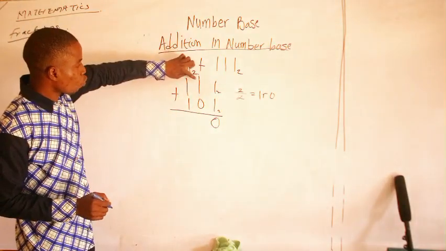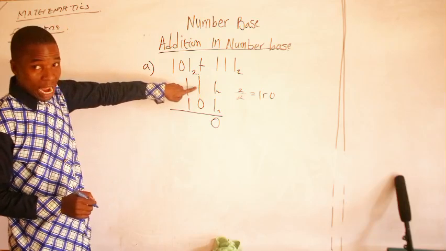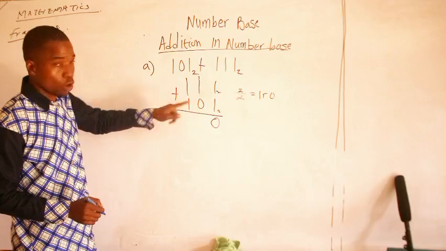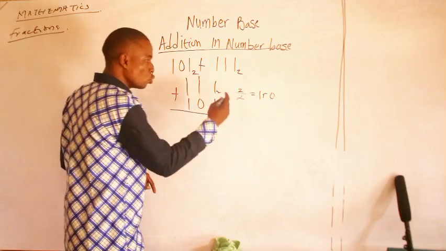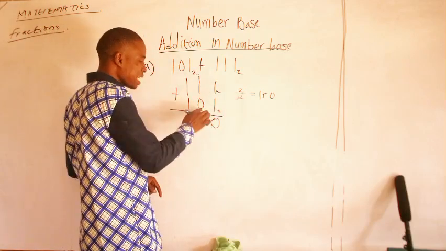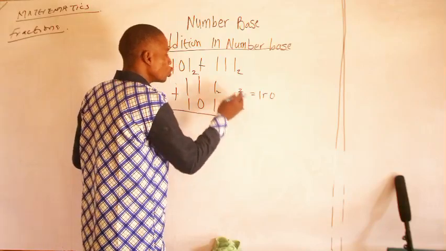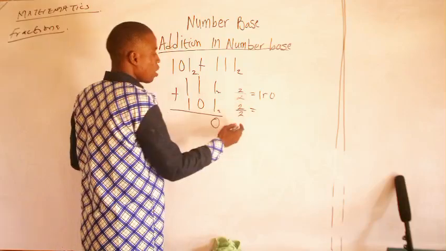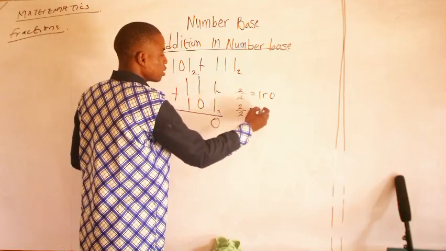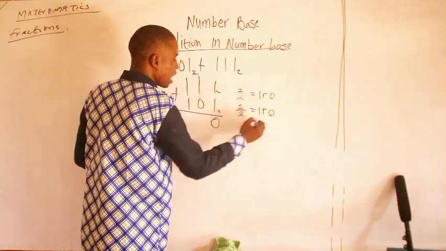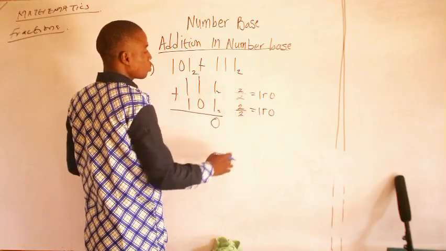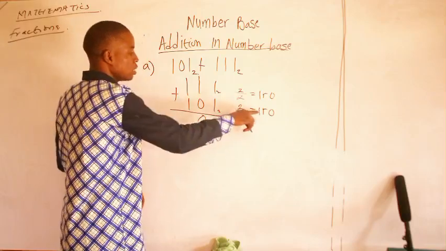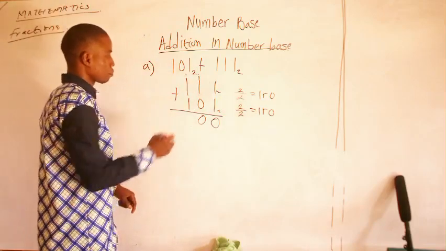Now you add it. 1 plus 1 plus 0 is 2. It must not be up to the base, so you divide it by the base, 2 over 2, which is 1 with remainder 0. You write the remainder, and the next one you carry to the next column.